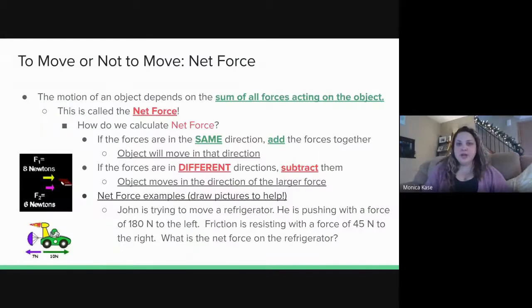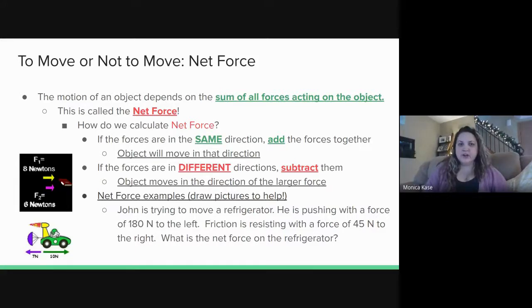To move or not to move. All right, here we are talking about net force. Okay, the motion of an object depends on the sum of all the forces acting on that object. Right, that is what is called that net force. So the sum of all forces acting on the object. Make sure you have that highlighted.